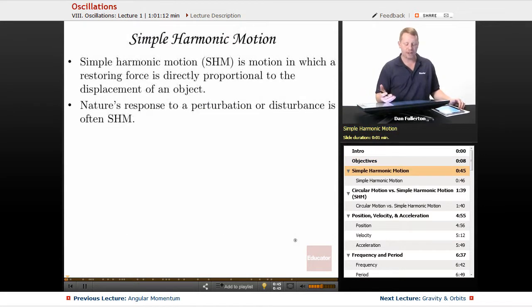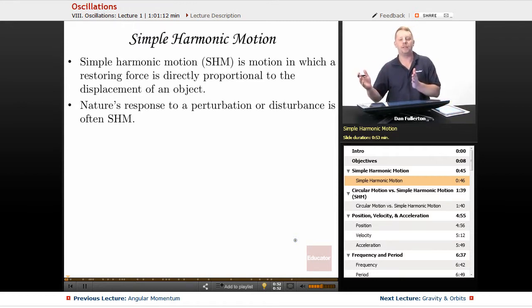So, simple harmonic motion is motion in which the restoring force is directly proportional to the displacement of the object. The more you displace it, the more restoring force there is trying to bring it back to its initial position. The reason this is so important is, in general, nature's response to a disturbance is some sort of simple harmonic motion. You can see it all over the place.